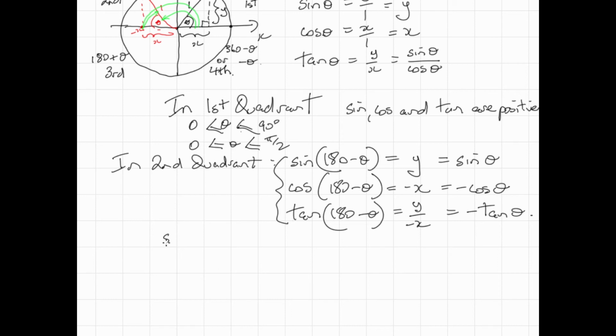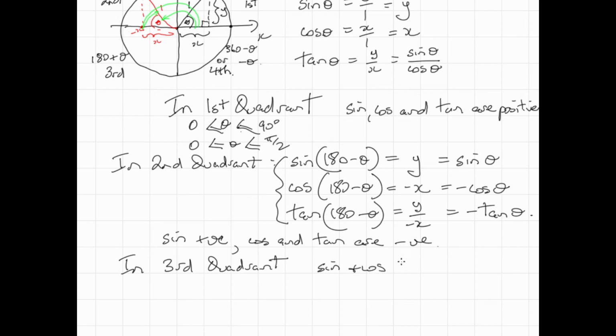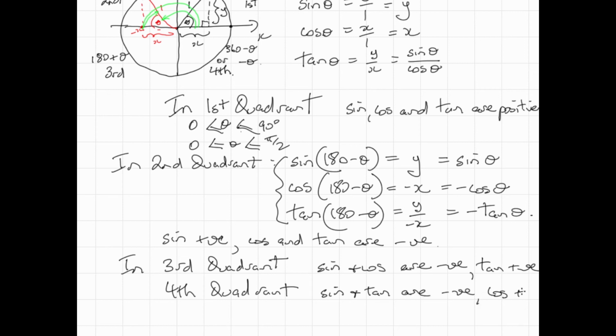So in the second quadrant, sine is positive. I'll use that abbreviation for positive, and cos and tan are negative. So sine's positive in the second, cos and tan are negative. Continuing on around this, and I'm not going to do all this for all four quadrants, but in the third quadrant, sine and cos are negative, tan's positive. And in the fourth quadrant, sine and tan are negative, and cos is positive.